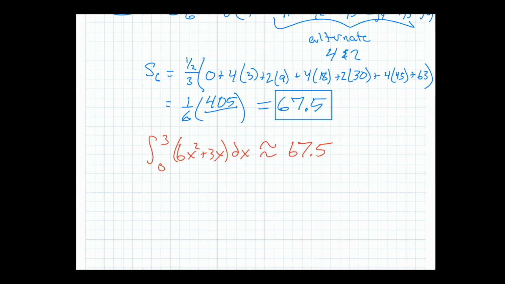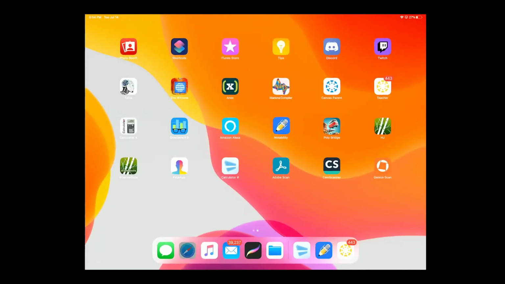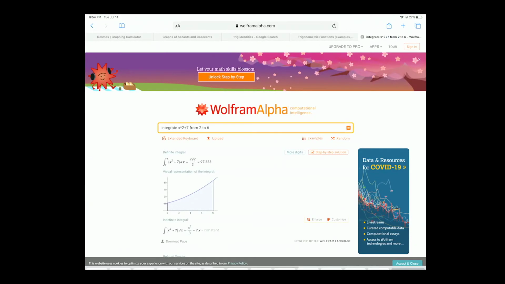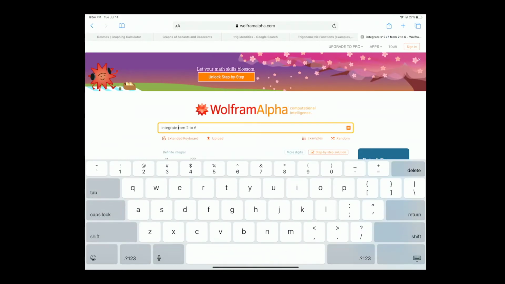Now we weren't asked for the error, but you can type this into Wolfram Alpha if you want to know the exact answer. So 6x squared plus 3x from 0 to 3.